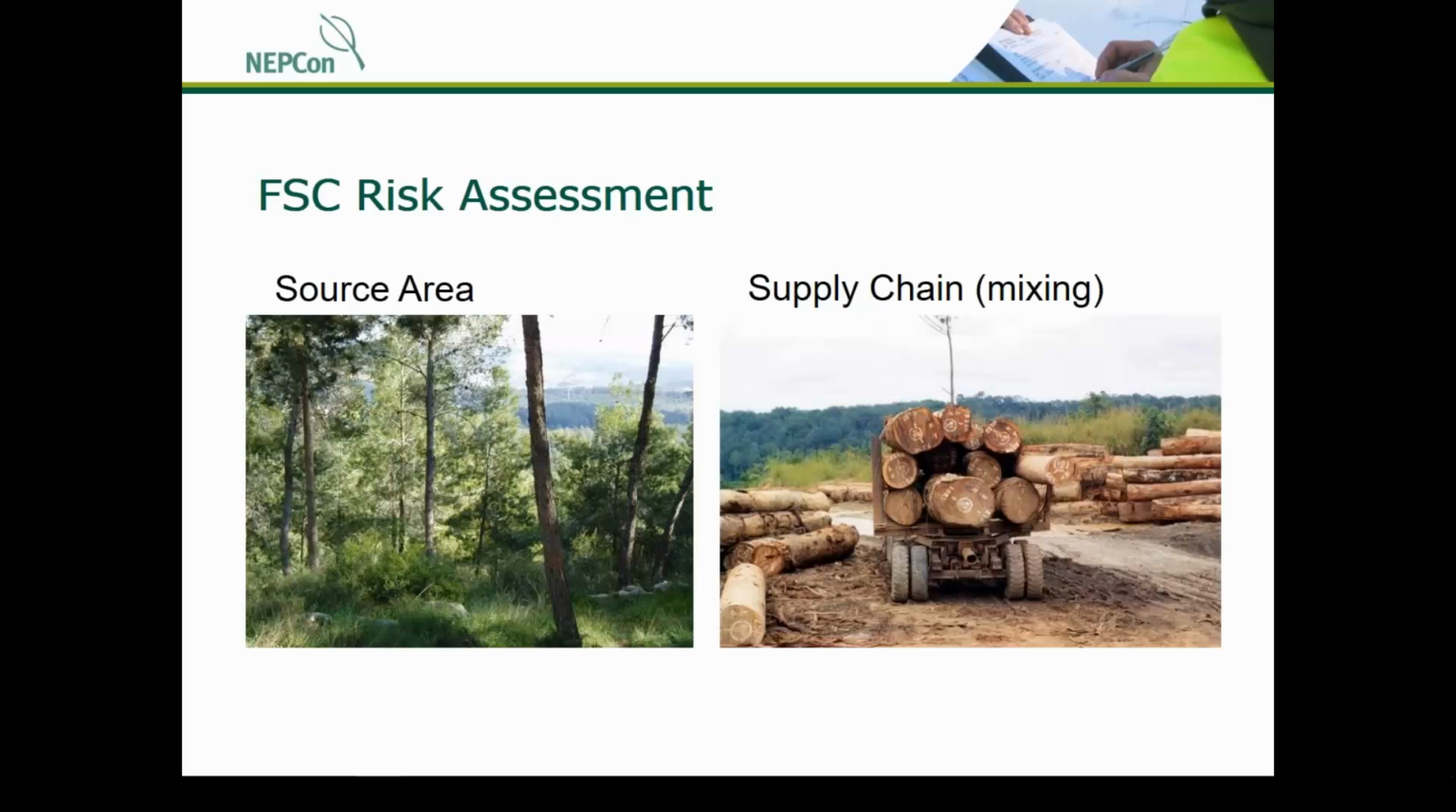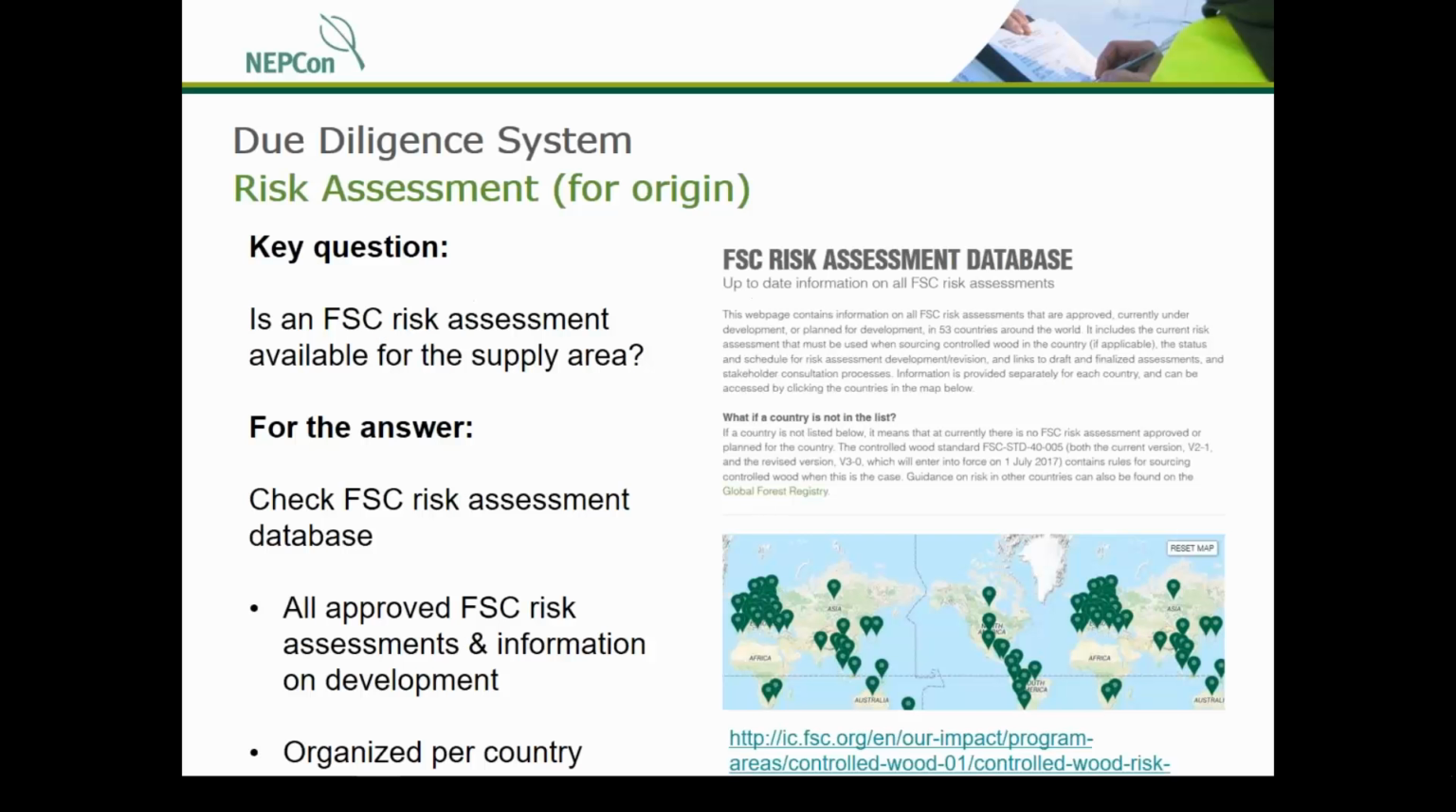Broadly speaking, when we talk about risk assessment, and specifically also in the controlled wood standard, they talk about risks at two different levels, and that includes risks at the source area, that means risk at forest level, or risks in the supply chain related to the mixing of controlled material with uncontrolled material. For looking at risks at the source area, FSC is conducting a number of risk assessments, and NEPCON is also collaborating with FSC in this process by developing centralized national risk assessments.